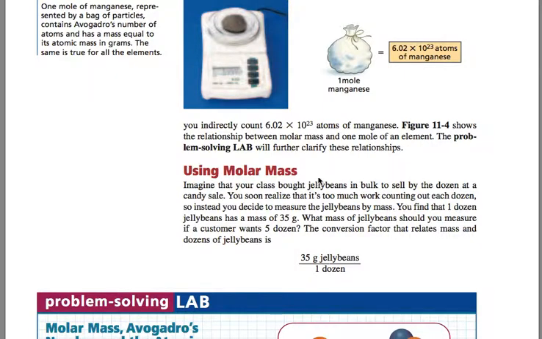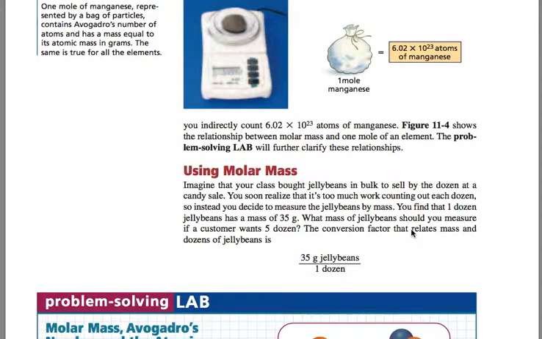Okay, so jelly beans are small. You probably know jelly beans. Small little candies that are smaller than your fingernail, probably round. So you wouldn't want to count out 12 each time. You might want to find the mass. What mass of jelly beans could you measure if a customer wants 5 dozen?